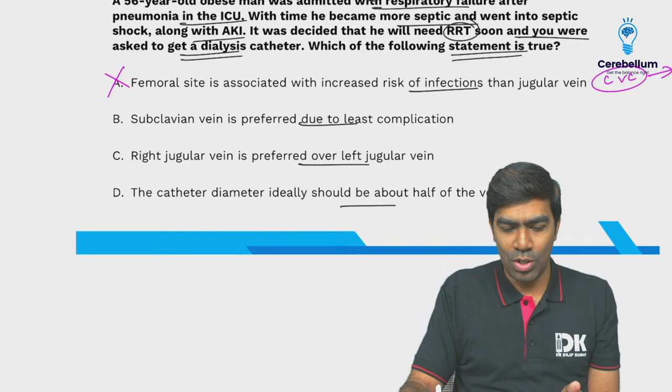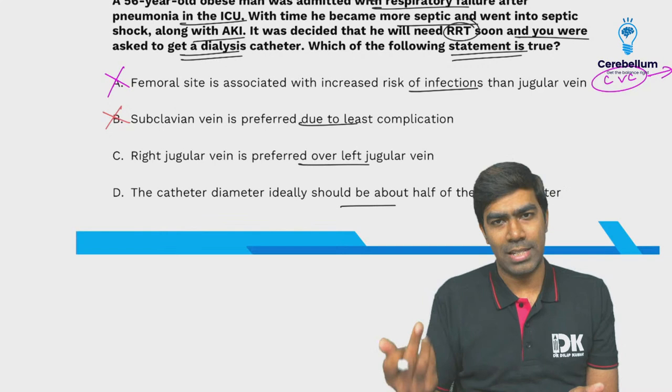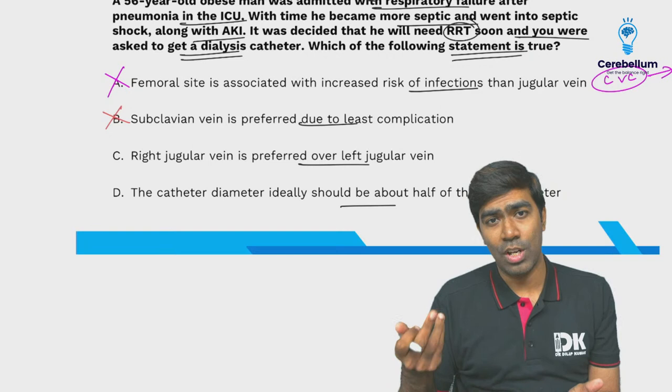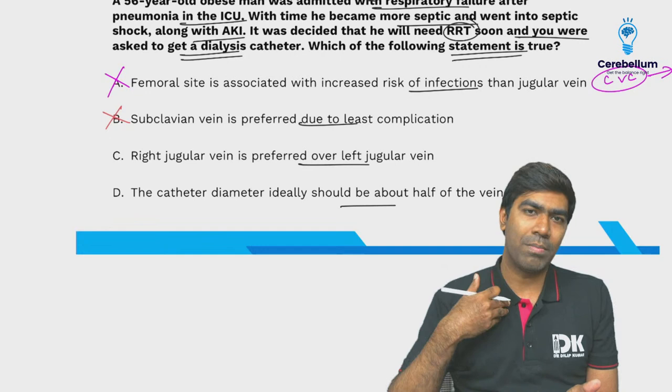First of all, knowing the anatomy, you should say that subclavian is associated with high risk of complications because it's close to the lung apex, so pneumothorax risk is high. Second, it's close to the major vessels, and the subclavian vein is close to the subclavian artery also, so there is a risk of puncture. And it's behind the clavicle also, so it's very difficult to control the bleed if at all it occurs. In the neck, it's easy to control, isn't it? You can press it, but behind the rib, it's very difficult to compress. So risk of complications is higher.